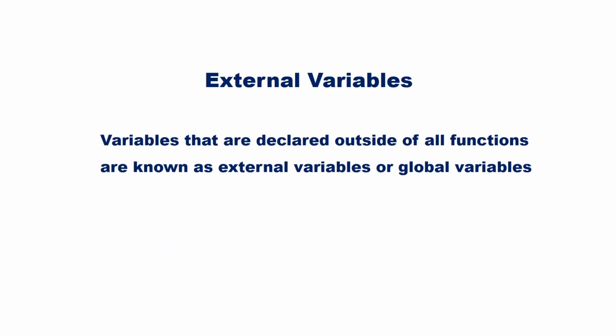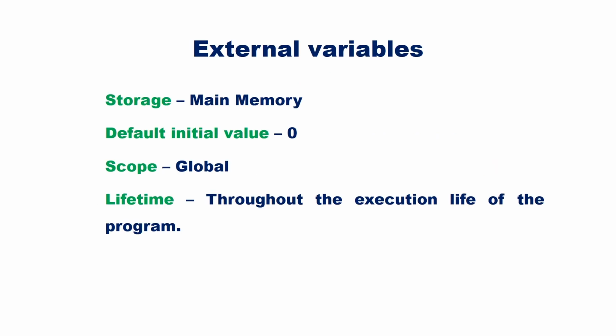Variables that are declared outside of all the functions are known as external variables or global variables. Storage is main memory. Default initial value is 0. Scope is global. Lifetime is throughout the execution life of the program.